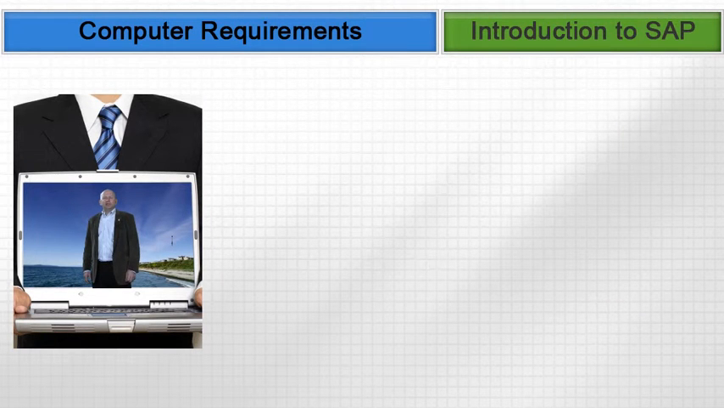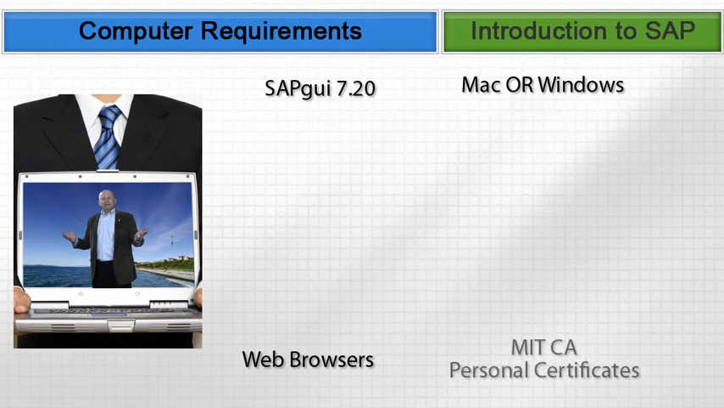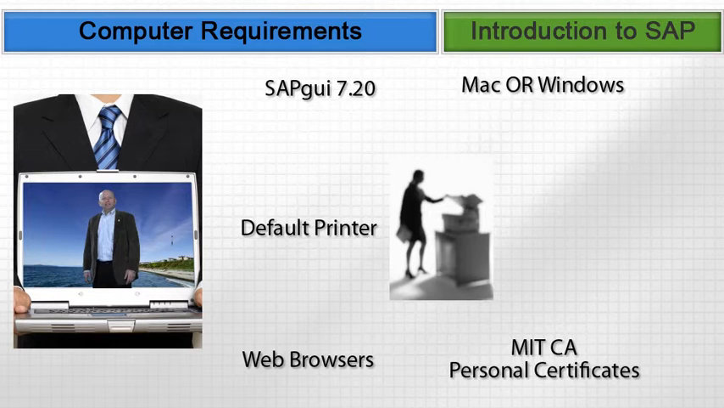Now let's cover the requirements for your computer. First, make sure you have SAP GUI 7.20 installed. The system requirements are slightly different for Mac and Windows users, so be sure to follow the correct procedure for installation. All the web browsers you are likely to use should have MIT CA and personal certificates. Again, this is not SAP specific, but you will be accessing SAP through one of your browsers. Finally, you should have a default printer set up in your user profile, so you won't have to enter a printer name every time you want to print a report from SAP.